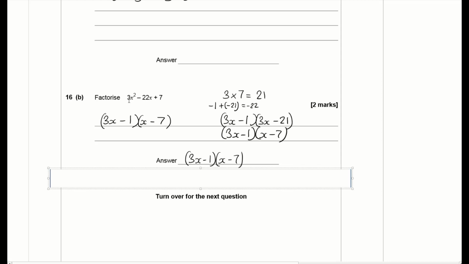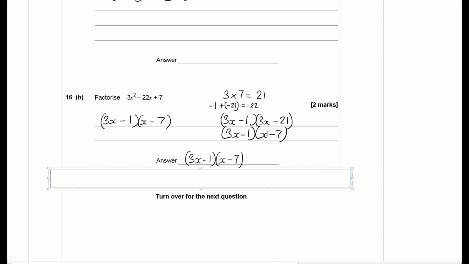The next thing to do is multiply the first number in front of the x squared, so the 3, by the lone constant, 3 times 7, which equals 21. Now you need to find a factor pairing of 21 that adds to make negative 22. Now both of them have got to be negative here, and the factor pair that works are negative 1 and negative 21, because if you do negative times negative you get positive, and negative 1 plus negative 21 equals negative 22. So you put negative 1 and negative 21 in either order into the brackets.